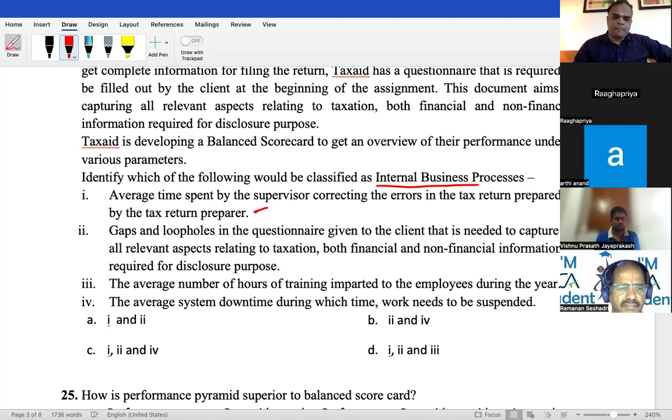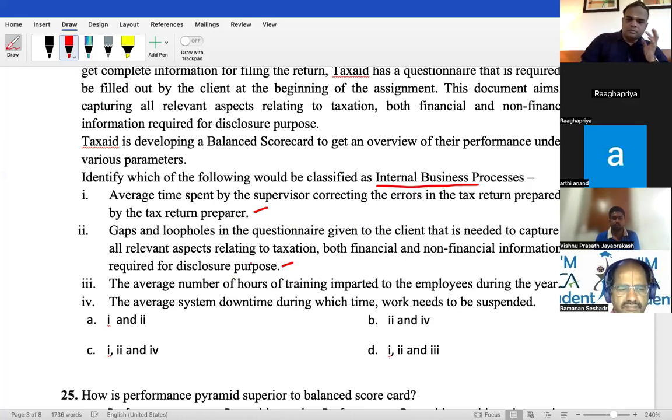Yes. Next, point 2. Gaps and loopholes in the questionnaire given to the client that is needed to capture all relevant aspects relating to taxation, both financial and non-financial information required for disclosure purposes. Very good. Yes, that is also one. We have to collect all the data before we file. That is also internal business only.